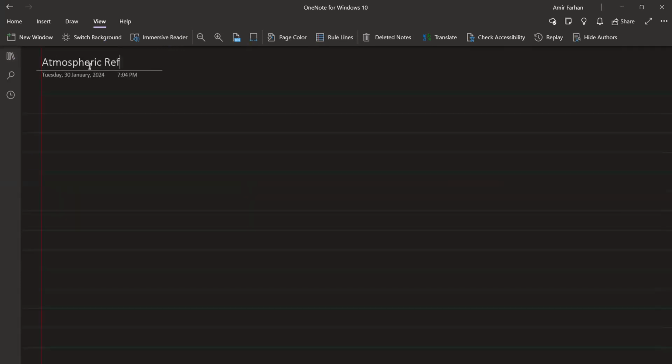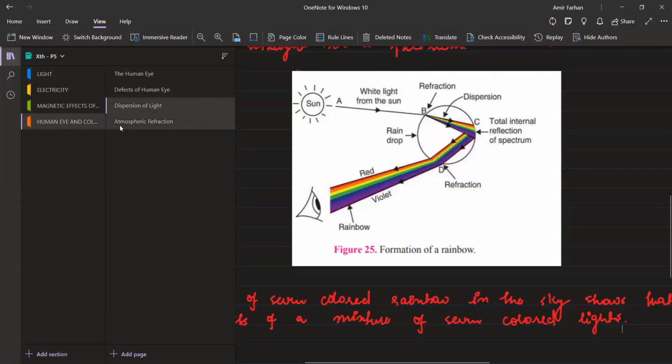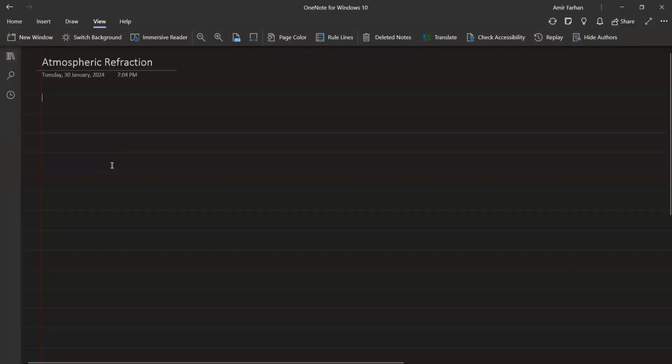Atmospheric refraction. So dear, you have missed the first portion of this class. Once the recording is available, you can go through that topic. It's a very small and easy topic. Next is dispersion of light. You can assume the topic atmospheric refraction is the last topic of this chapter. Atmospheric refraction means the refraction which occurs in the atmosphere due to the difference in the densities of the layers. Clear?